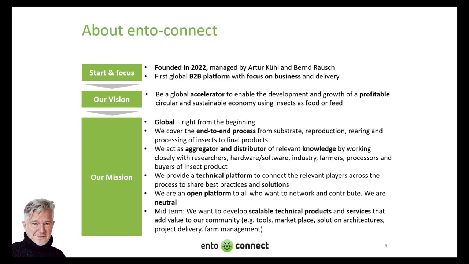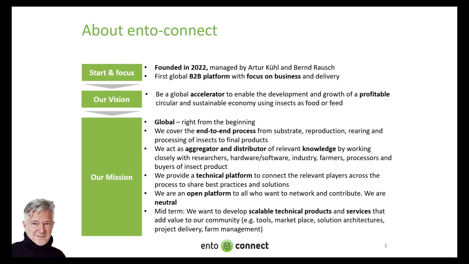We are open to those people, and so we get more momentum, more strength and more power to transmit it. Midterm, our vision is actually not only being a social network, but also to provide technical products, services and solutions. Amongst those are marketplaces or tools that can be used, and we already have one tool now planned, some calculators which help you to calculate some quantities and costs and things like that.